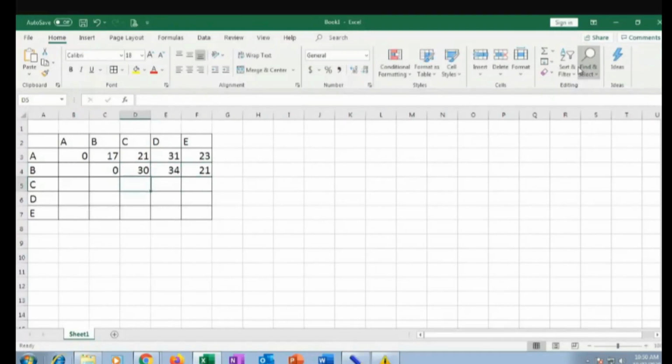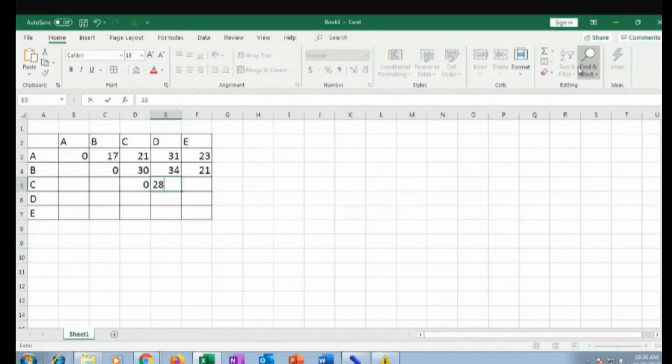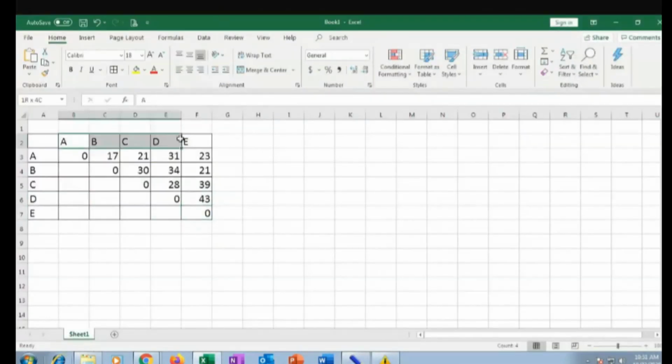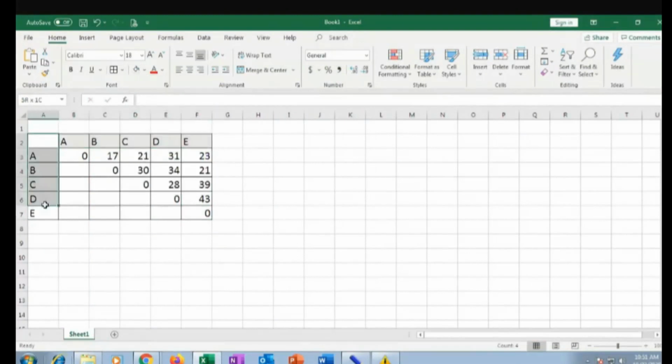Since the matrix is symmetric, there is no need to copy down the remaining values. They are all going to be the same. 28 and 39. This will be 0, this will be 0, and the last one is 43. Now this is good. Let me color it gray.